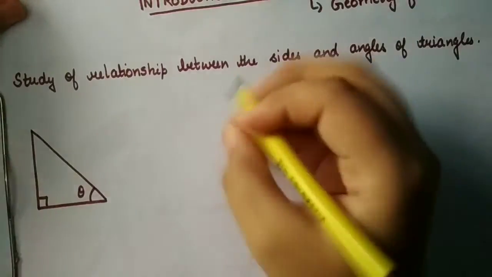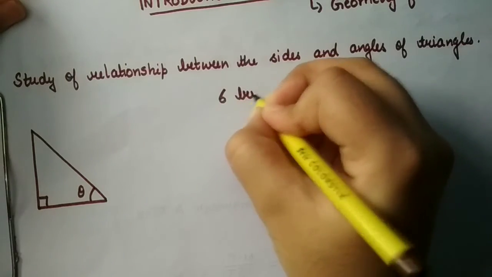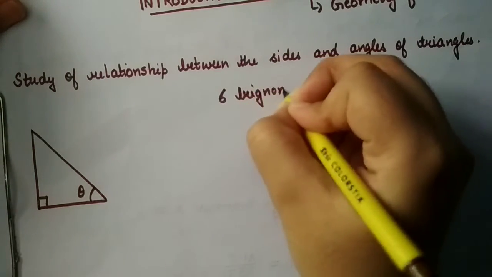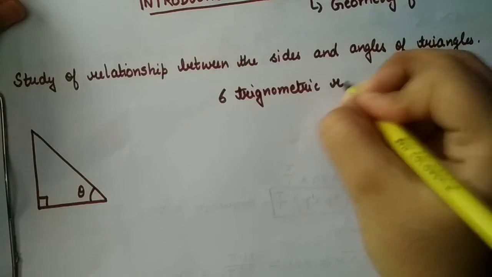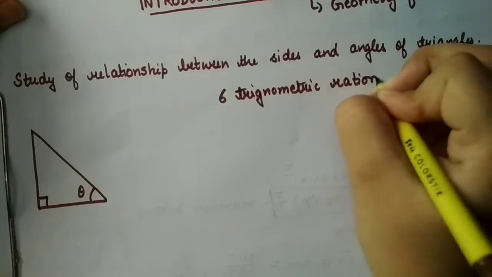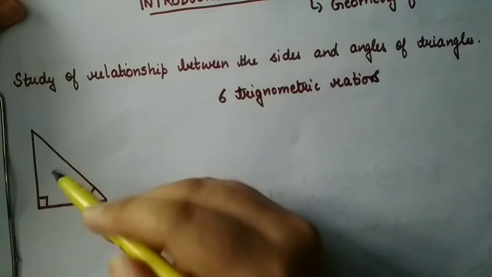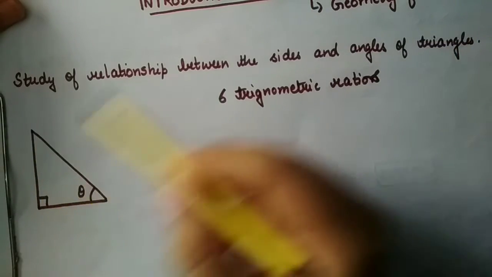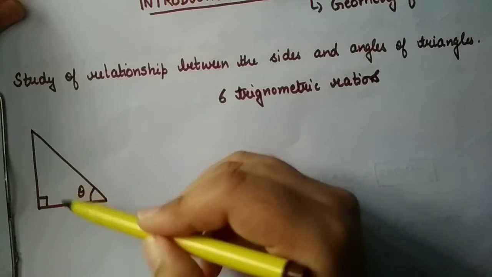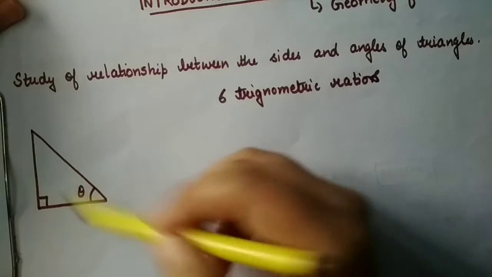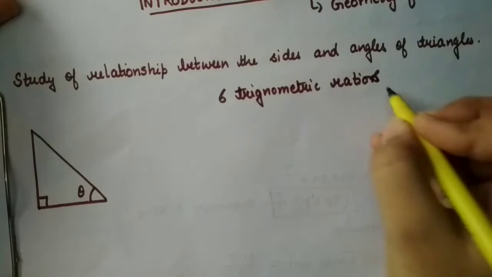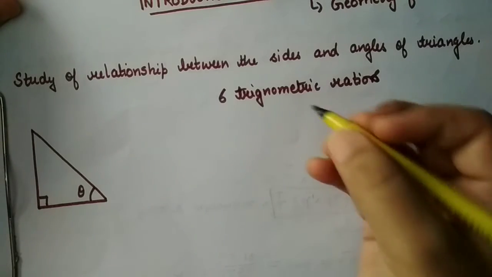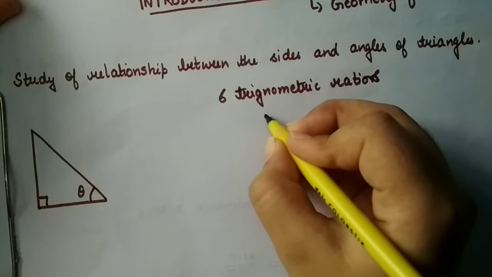So there are 6 trigonometric ratios that you will learn now. Why 6? Because there are 6 ratios of the sides that can be formed from the 3 sides of the triangle. So for remembering the trigonometric ratios, you can learn one thing.